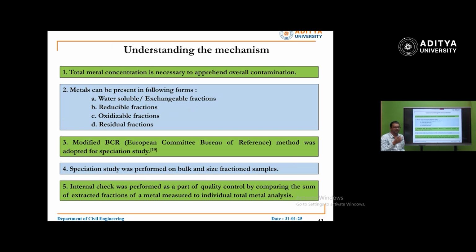So now we will look at the mechanism: how this metal is getting into the environment, how it is transforming, and in which form it is present in the study area. So those things we are going to decide. If you remember at the starting of the presentation, I explained this. Metals are generally present in four forms: exchangeable forms, reducible forms, oxidizable forms, and residual forms.